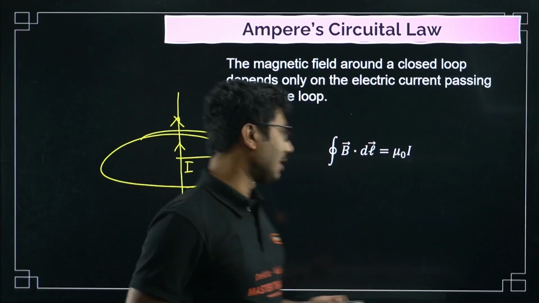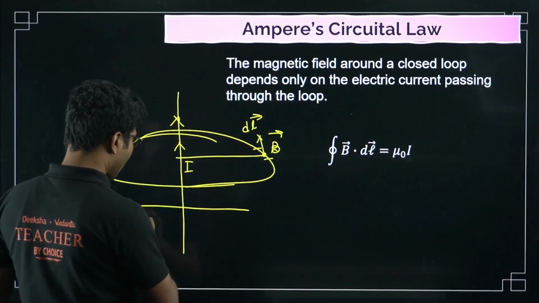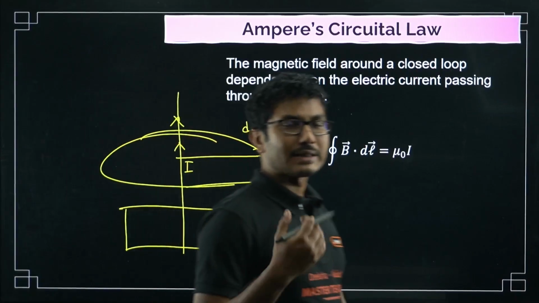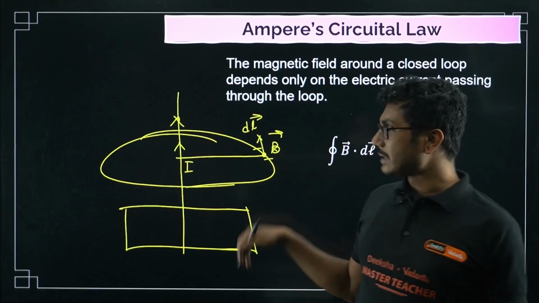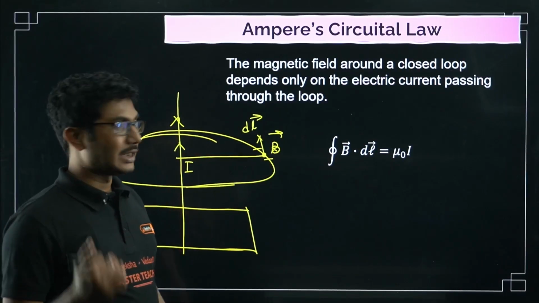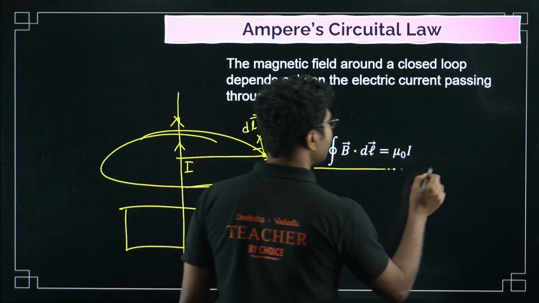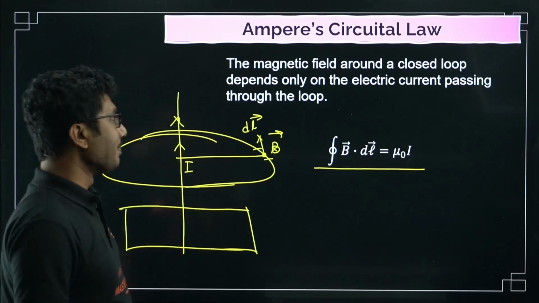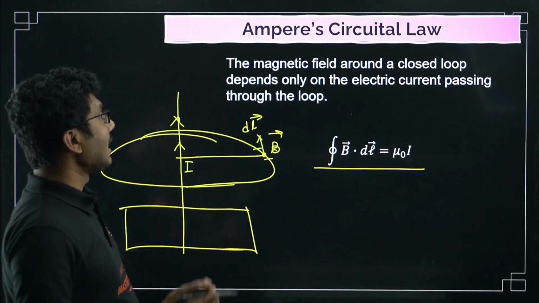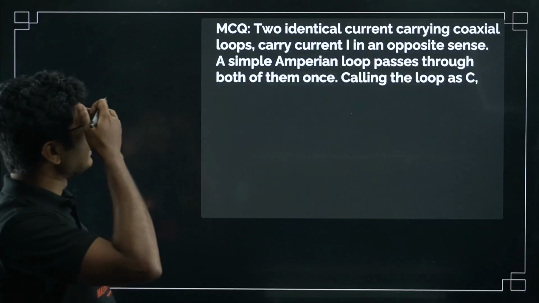It can be a circular loop, it can be a square loop, it does not matter what the shape of the loop is, as long as it is a closed loop and as long as it has some current passing through it, Ampere's circuital law is applicable, that is, B dot dl equals mu naught I. Based on that some questions have come. We will solve them in our live class as usual. Now let's see this question.